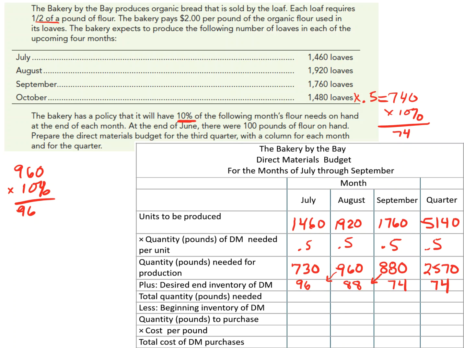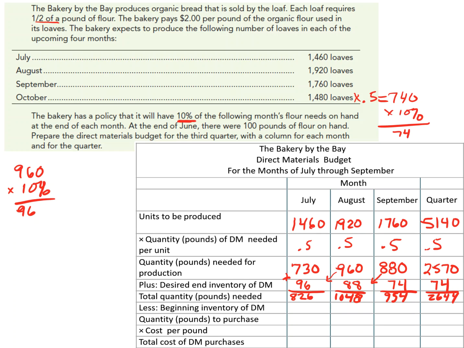The pounds, let's see, total pounds needed. Okay, so we're going to add these two numbers together. 730 plus 96 means we need 826 pounds in July. Do the same thing here. 960 plus 88 is 1048. Make that a little more legible. 954 if we add the 880 and the 74. And here we need 2644.